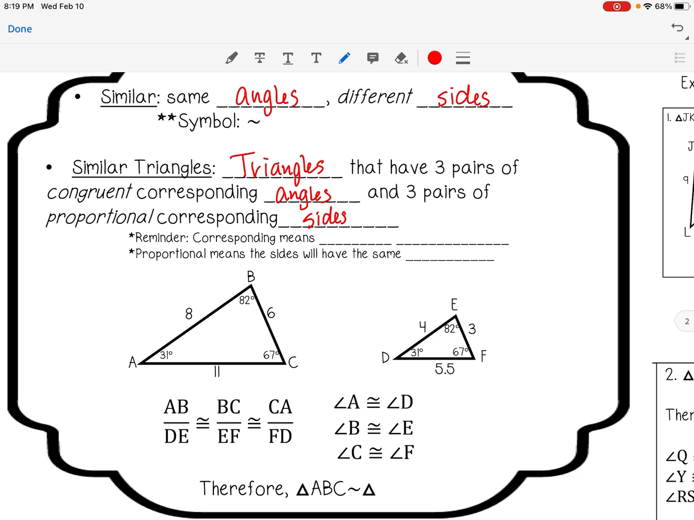When we say corresponding, it means they are in the same place or the same location. When you're looking from one triangle to another, or from one figure to another, we'll say same location. So here we have angle A, and when the triangle is shrunk on the right side, that is corresponding with angle D. You notice the measures are the same, even though one triangle is bigger and one is smaller. And then proportional means the sides will have the same scale factor or the same proportion.